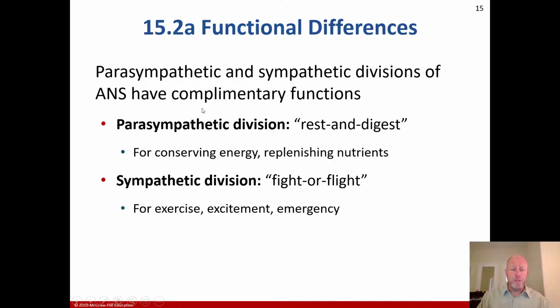So far as functional differences, and you'll have to know these basic differences, this will be on your exam, the parasympathetic and sympathetic divisions of the autonomic nervous system have complementary functions. The parasympathetic division is the rest and digest division, whereby your heart rate is typically below 100 beats a minute, your blood pressure is low, and you're at rest essentially. There's not much stress at all. It's very little stress. That's when you're near homeostasis or at homeostasis, somewhere in that range. And your body prefers to be there as much as possible. It's when you're conserving energy and replenishing nutrients.